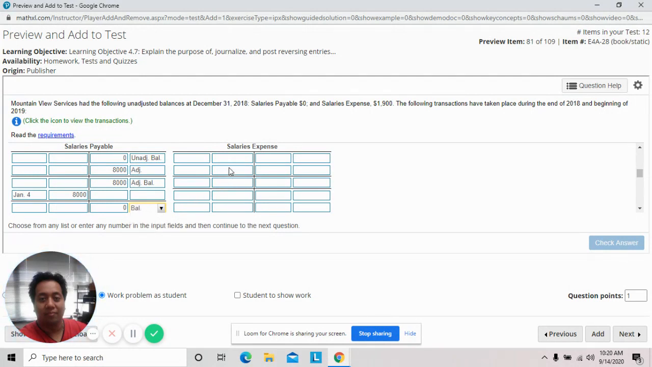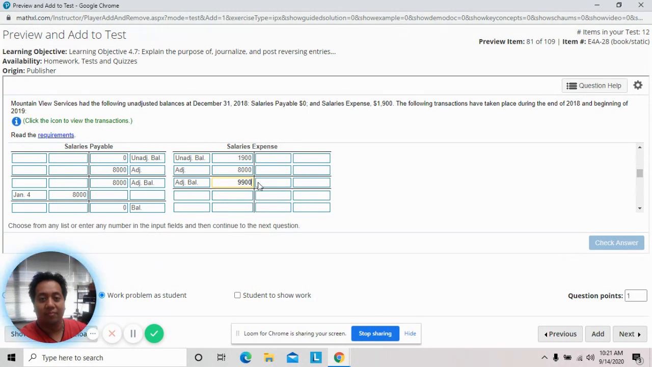As for salaries expense, at an unadjusted balance of $1,900, as you see at the top here. My adjusted entry is $8,000 on the debit side, as you saw in the first journal entry. My adjusted balance, therefore, is $9,900 on the debit side.